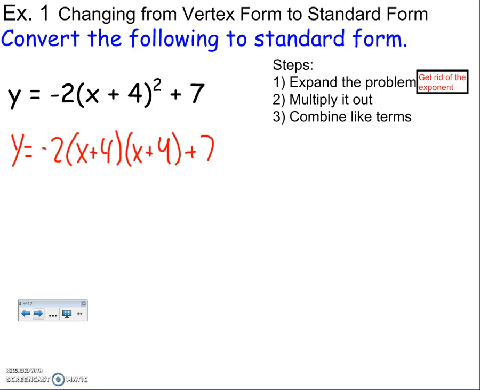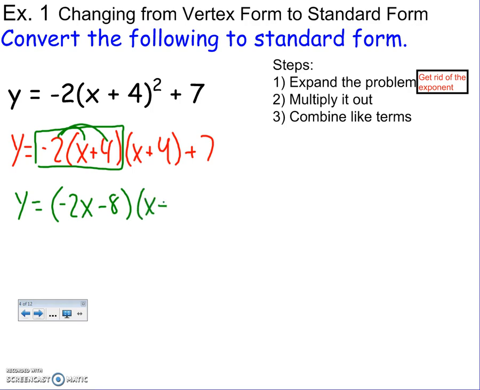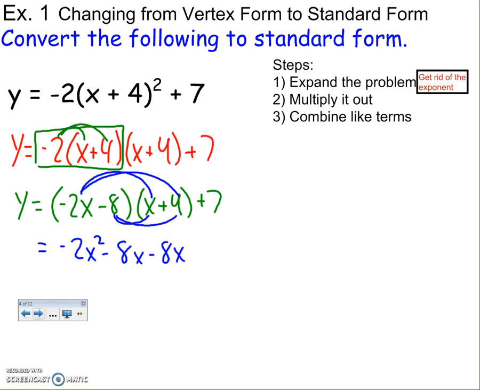I'm going to take care of this part first. I'm going to distribute that -2 into this. So we're at y equals -2x minus 8 times x plus 4 plus 7. So now I have a parentheses times parentheses plus 7. When you have parentheses times parentheses, you know to double distribute. So everything in the first parenthesis, everything in the second parenthesis. So that times that gives me -2x squared minus 8x. And this -8 times both of them: -8x minus 32, and then bring down that plus 7.